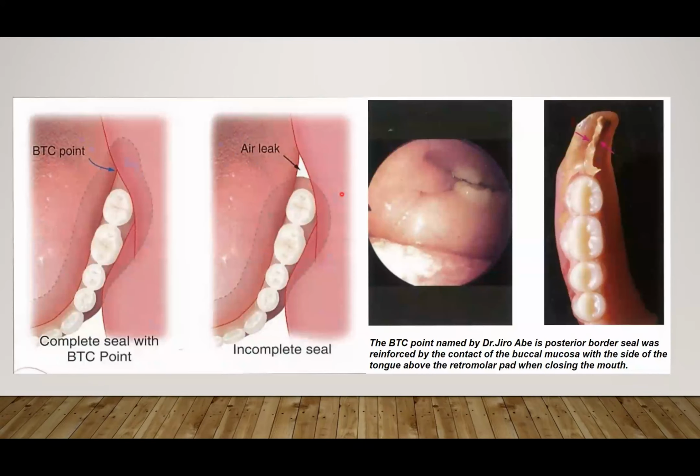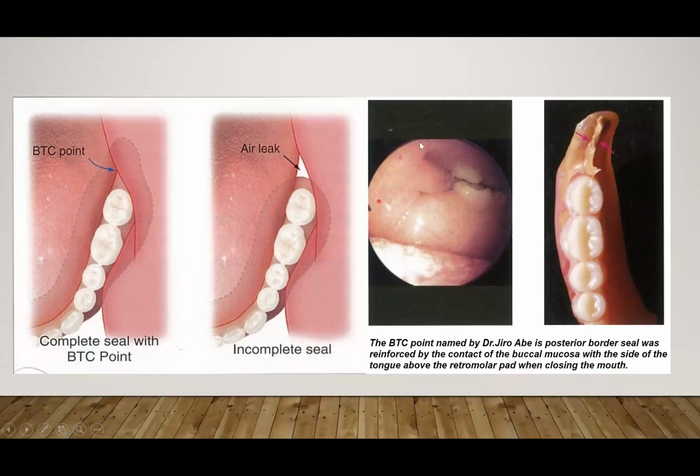One main catchy thing about this is the BTC point. It was in the early 2000s. Dr. Jiro Abe was a renowned prosthodontist. As we have all come across a term called BPS dentures, suction-effective mandibular complete dentures, this was mainly a basis given by Dr. Jiro Abe of Japan, where he found a region called the BTC point near your retromolar pad region.